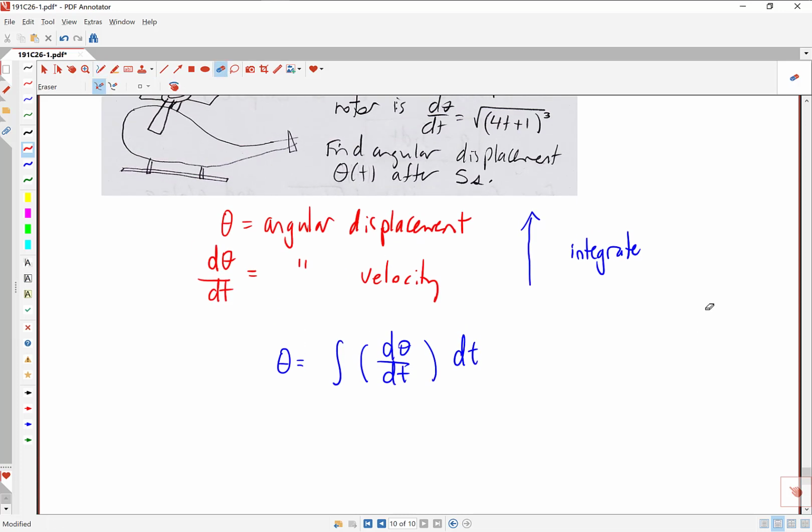Okay, so let's plug in what d theta by dt is. It is the square root of a cube. So I might just call that something raised to the power 3/2. It's 4t plus 1 to the 3/2.